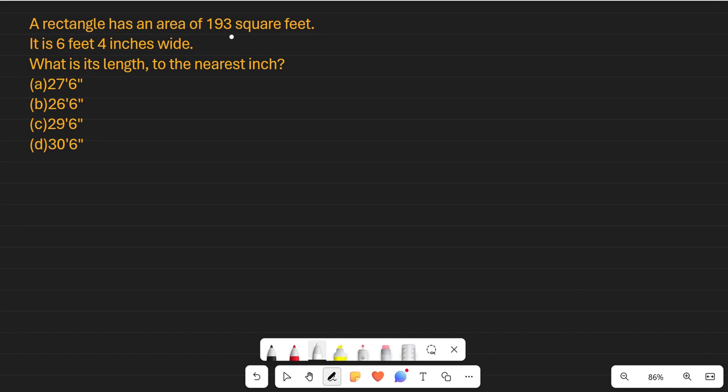A rectangle has an area of 193 square feet. It is 6 feet 4 inches wide. What is the length to the nearest inch? Okay, now we're going to draw the rectangle. Ladies and gentlemen, we're going to draw a rectangle.